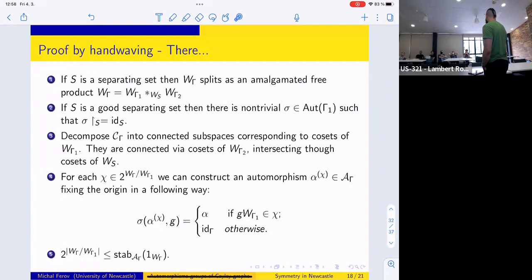Any other questions or comments? Yep, on that? Can you say anything about the global structure of these groups? For example, if you have different defining graphs, can the groups be isomorphic?